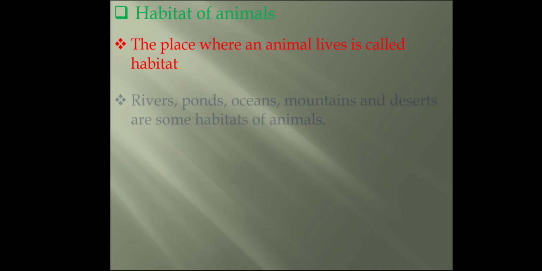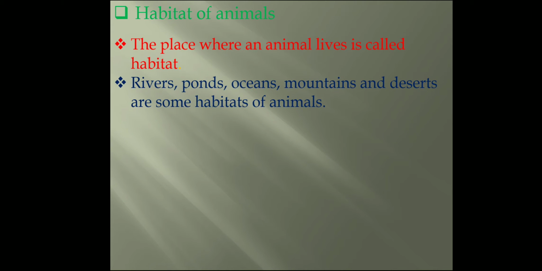Habitats of animals. The place where an animal lives is called a habitat. Rivers, ponds, oceans, mountains and deserts are some habitats of animals. Animals live in rivers, ponds, oceans, mountains, deserts and jungles. They are all habitats of animals.